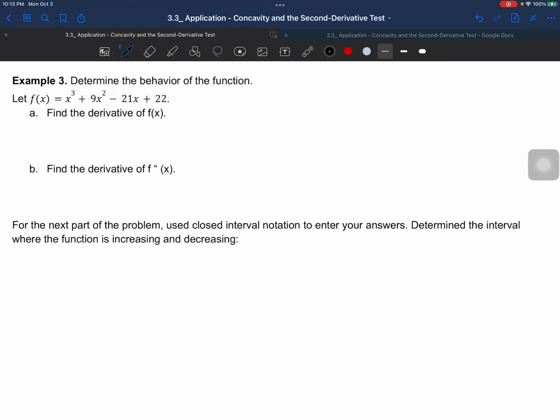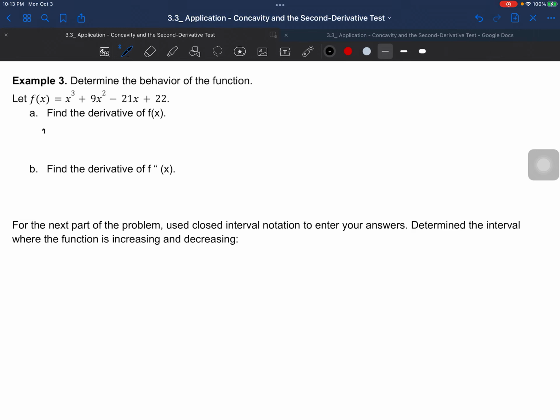All right, so let's try example number 3. In this example, we're going to determine the behavior of the function. We're given a function that equals x cubed plus 9 times x squared minus 21x plus 22. The first part is asking us to find the derivative.